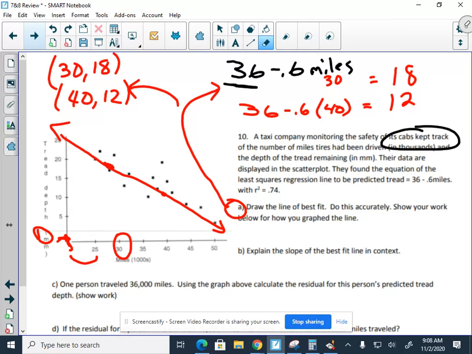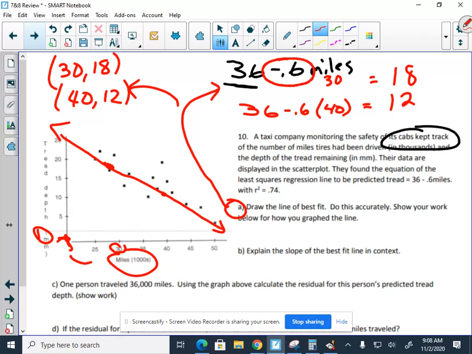It says explain the slope. Down here on the x variable, it says this is miles in thousands. So this is 30,000 miles. That's going to be key to explaining the slope. And on the test tomorrow, you want to pay attention to that kind of stuff. But our slope is this.